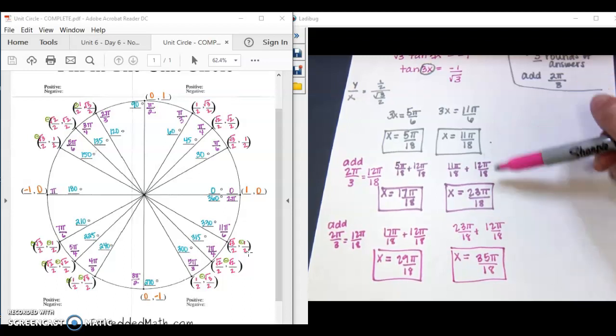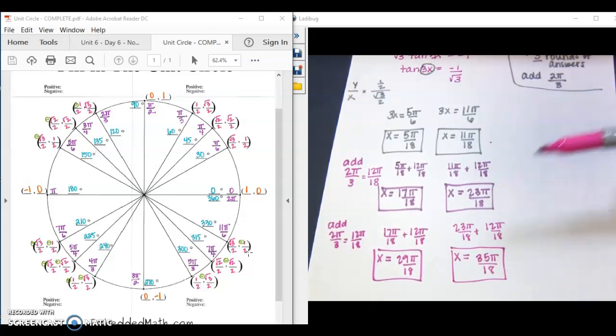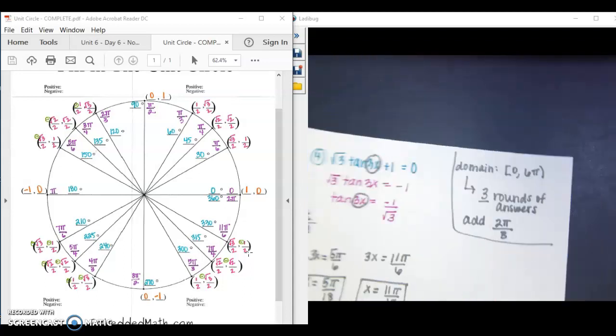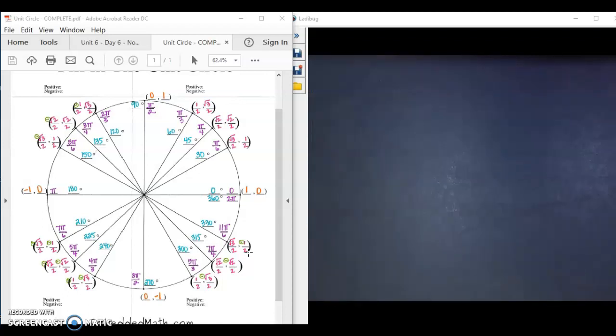So we had 6 answers total here. Okay, we had 1 round, 2 rounds, 3 rounds, but we really just went around the unit circle one time, and it gave us all the answers that we could have. Okay, so let's look at number 5.